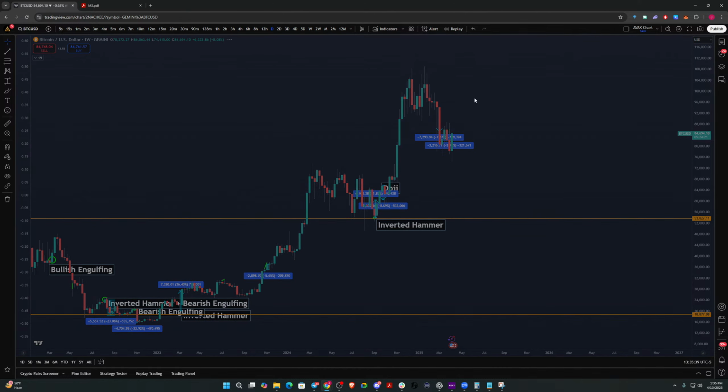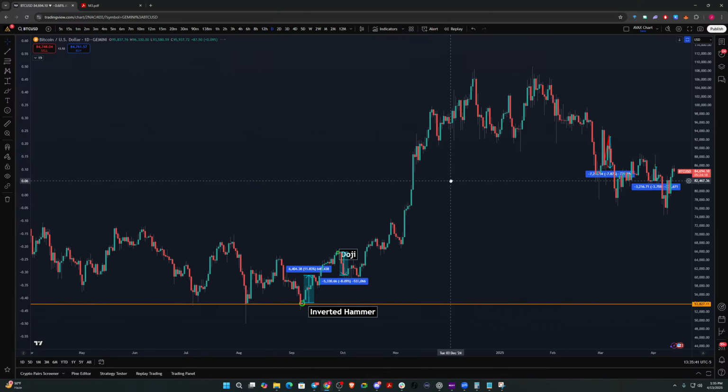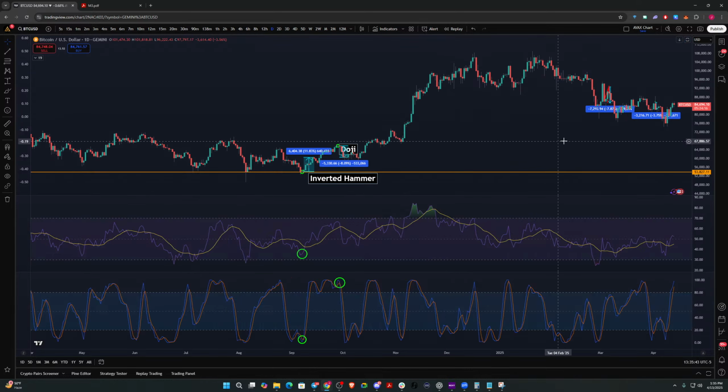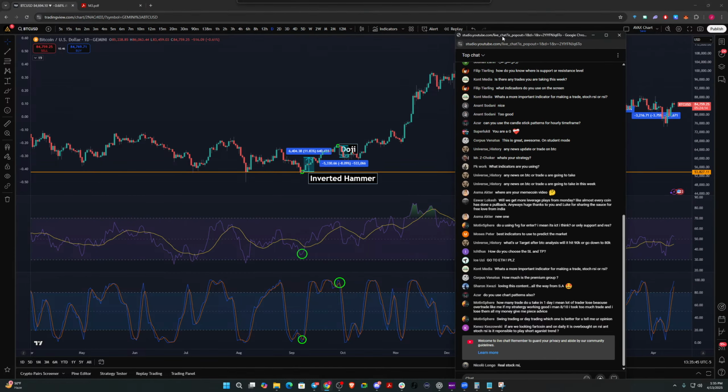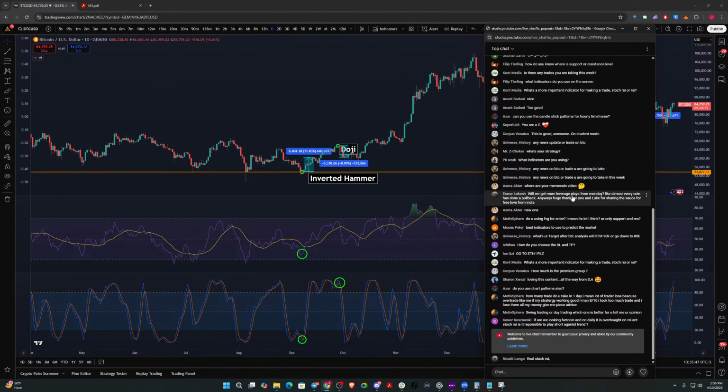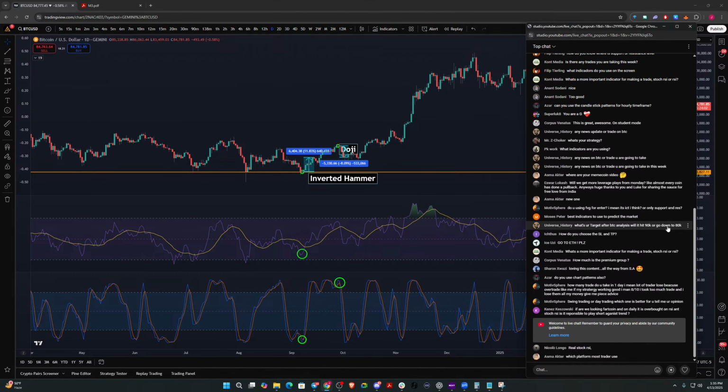Okay. So to answer your question: RSI, stock RSI, 200-day moving average or 50-day moving average, and then support and resistance lines. Universe History says, what's your target after BTC analysis, will it hit 90K or go down to 80K? Great question. So funny you mentioned those levels. There are actually some people looking to buy at 80K. It's a very important level. I would have some buy orders there if you don't. Now 90K, that's a big resistance point as well.